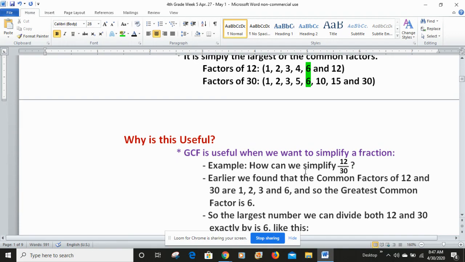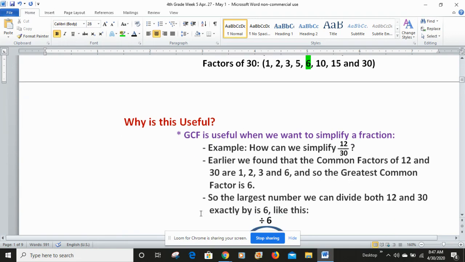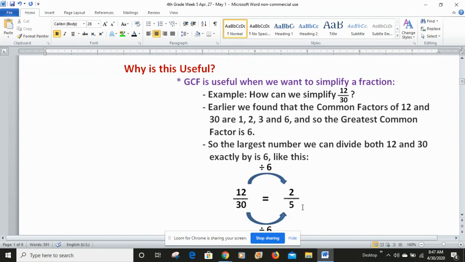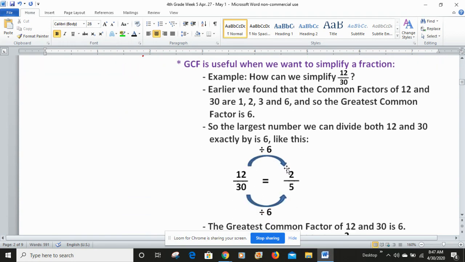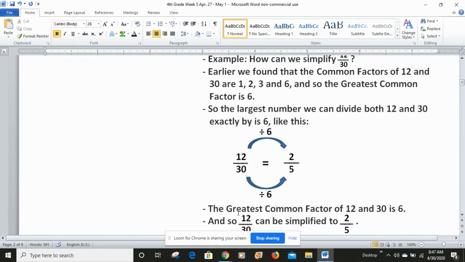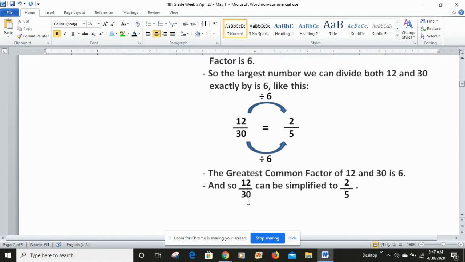Example, how can we simplify 12/30ths? Earlier we found that the common factors of 12 and 30 are 1, 2, 3, and 6, and so the greatest common factor is 6. So the largest number we can divide both 12 and 30 exactly by is 6. It would look something like this. 12 divided by 6 equals 2. 30 divided by 6 equals 5. So 12/30ths can be simplified to 2/5.